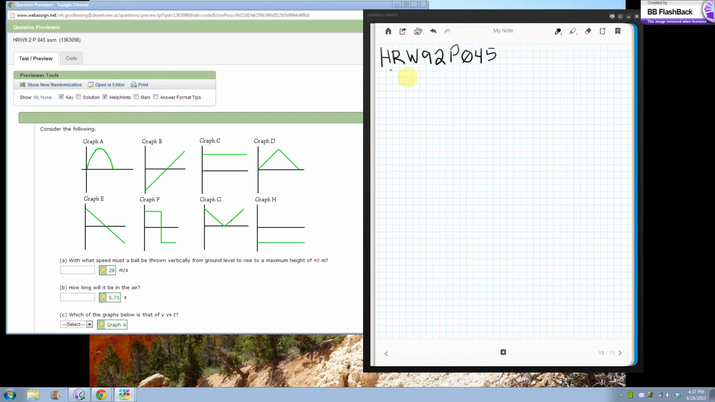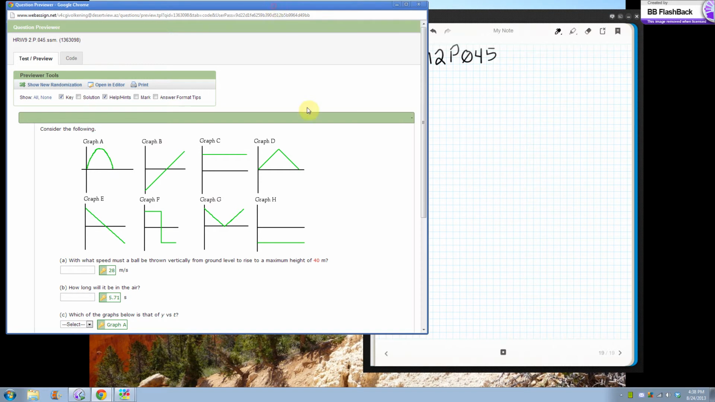Okay, this is HRW92P045, or number 6 on your homework, called 1D motion number 2. So we're looking at this one.